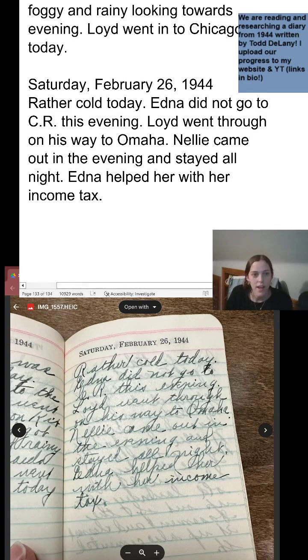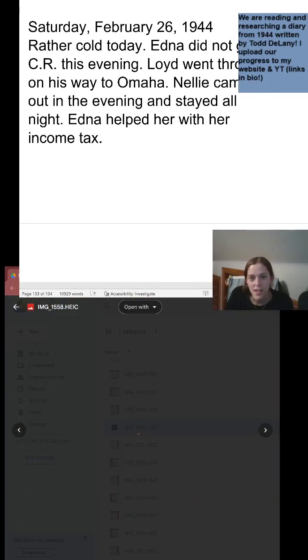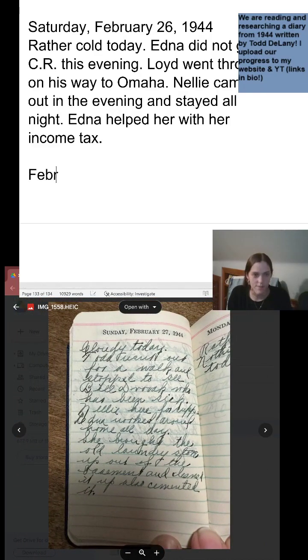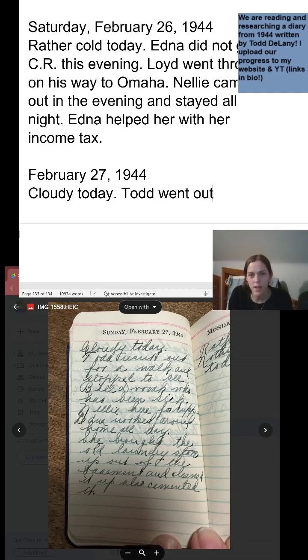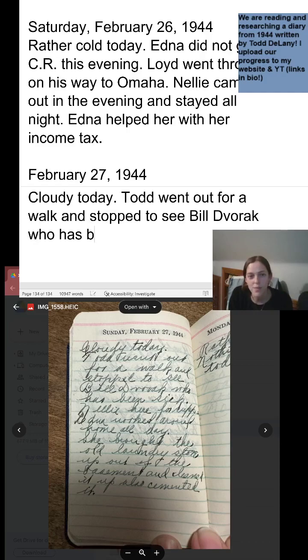All right, so let's go through to March, and then maybe we'll end there. So Edna's helping Nellie with her income tax. And then on the 27th, we have another longer entry. Cloudy today. Todd went out for a walk and stopped to see, we were just talking about a Dvorak, Bill Dvorak, who has been sick.